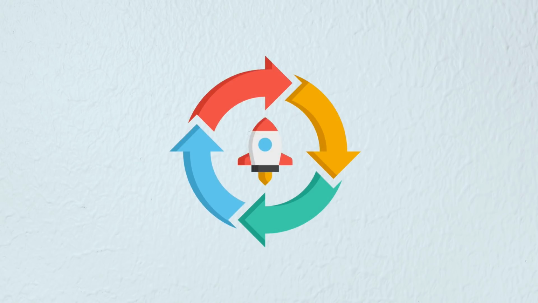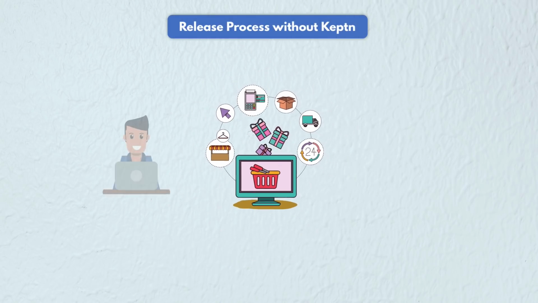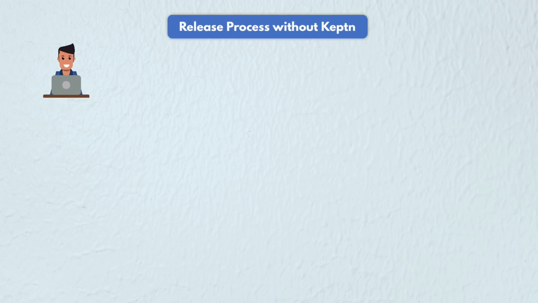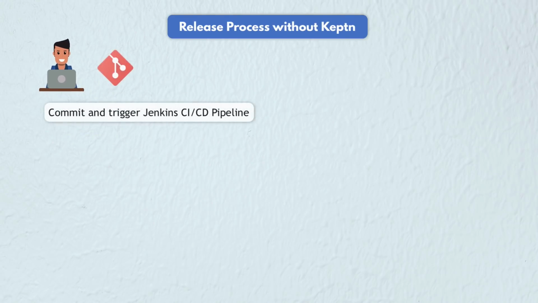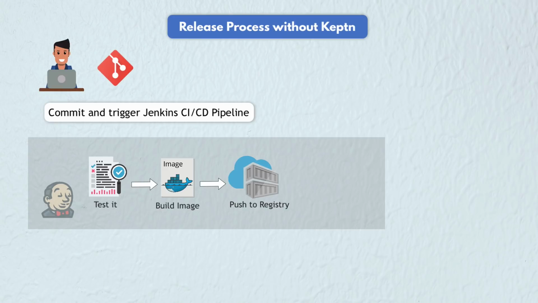Let's say we have the following release process. We have an e-commerce application and we develop a really cool new feature and we want our application users to use that feature. So we start the release process. We commit the code changes, which triggers Jenkins build. Jenkins runs the tests, builds a new Docker image and pushes to Docker registry, and then deploys to a Kubernetes cluster development environment.